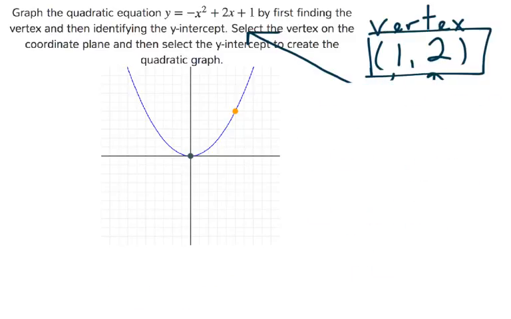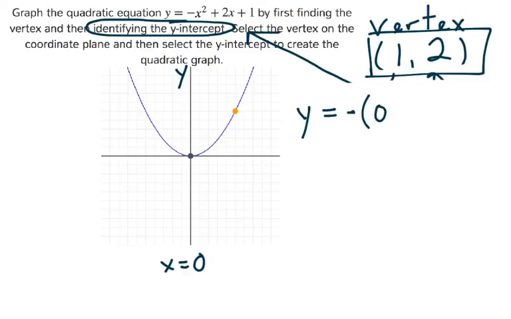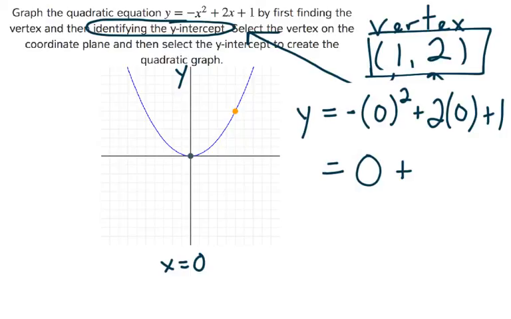The second thing they ask you to do here is identify the y-intercept. To do so, remember that your y-intercept will always occur when x equals 0. That's when the y-axis will touch the graph, because that's where the y-axis is, when x equals 0. So I'm going to plug in 0 as my x now. y equals negative 0 squared plus 2 times 0 plus 1. 0 squared is 0. Negative 0 is still 0, so I get 0 plus 2 times 0 is also 0, plus 1. So my answer is y equals 1.